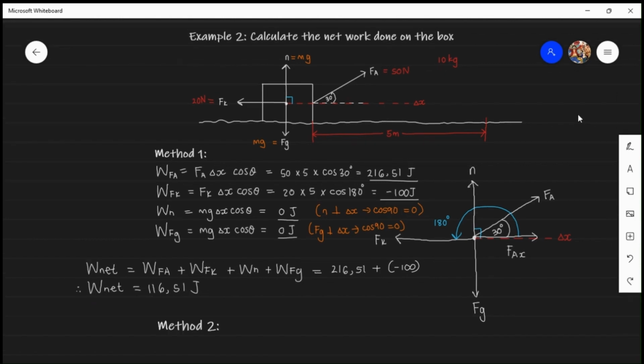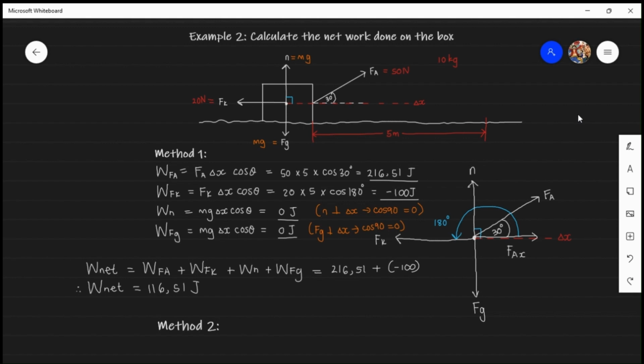Let us now use the second method to calculate for work net. In this method, we're going to use the formula work net equals F net times displacement times cos of the angle between our displacement vector and our net force. Our first step is going to be to calculate the net force. The approach that we are going to take is similar to the approach that you've used in Newton's second law of motion, so you should already be familiar with it.